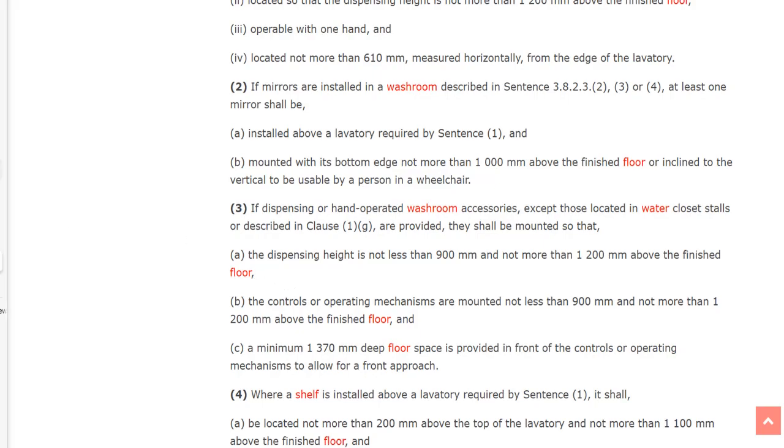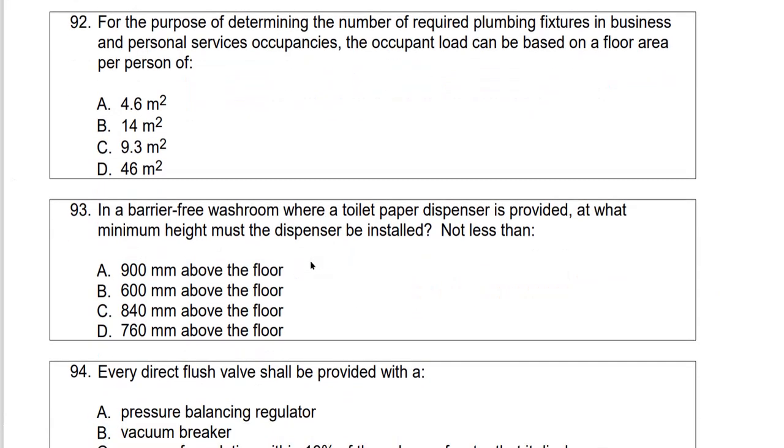So let's jump back into our question. What is the minimum, keyword, minimum height of the dispenser? It's 900 millimeters above the floor. The answer is A. Thank you for watching.